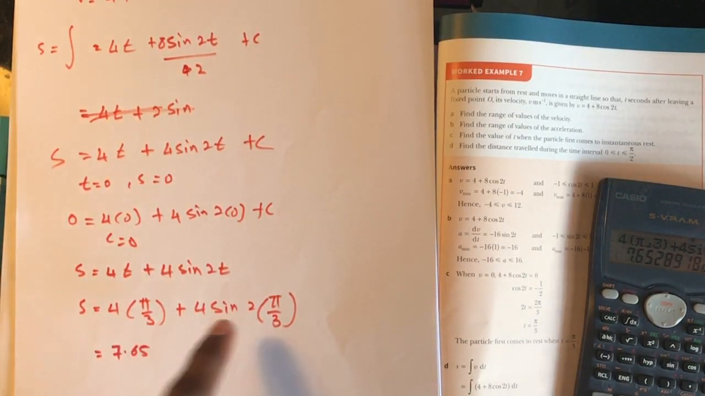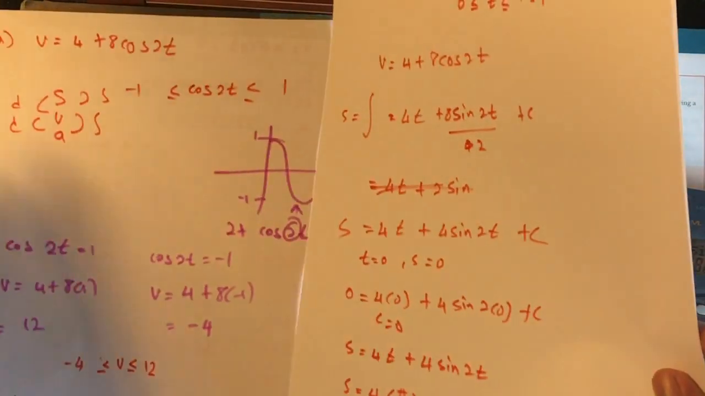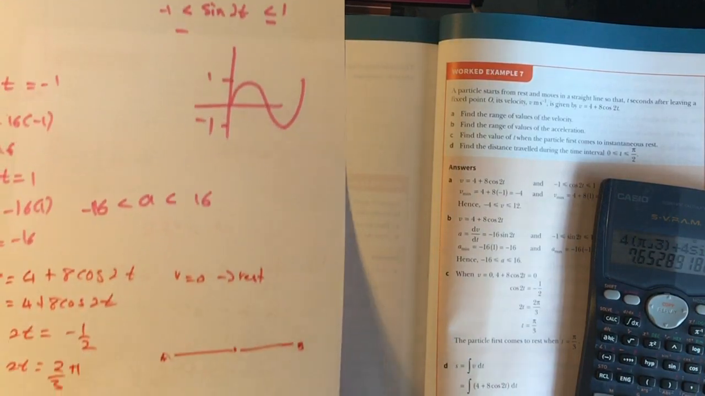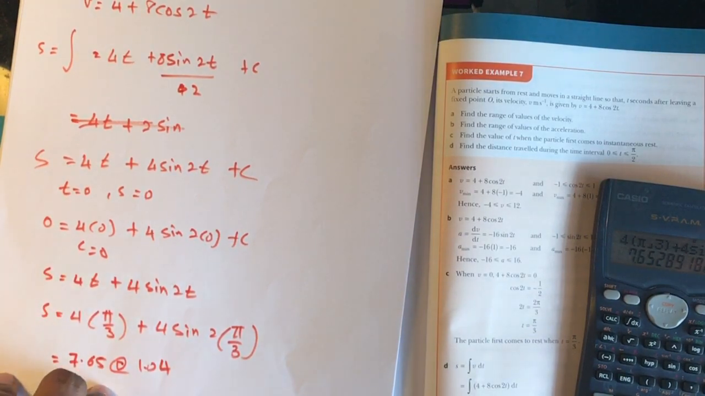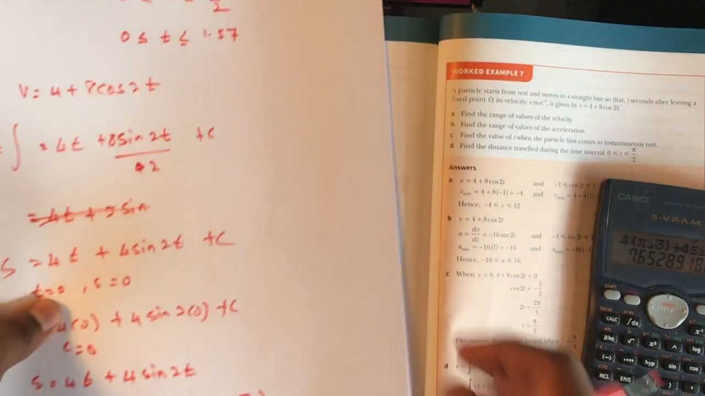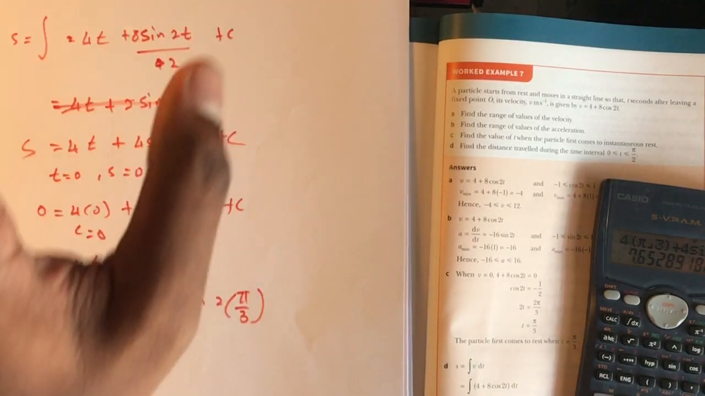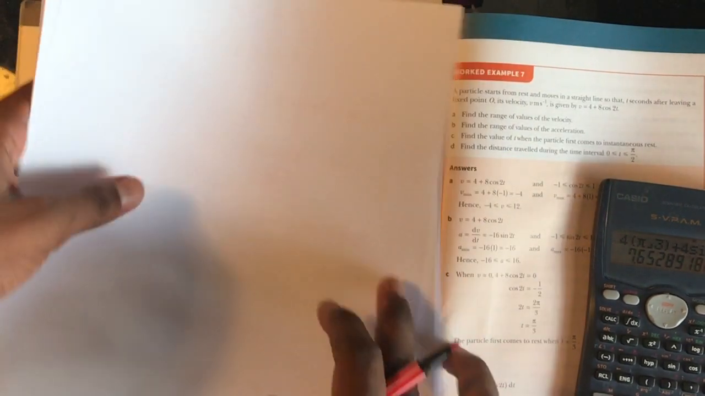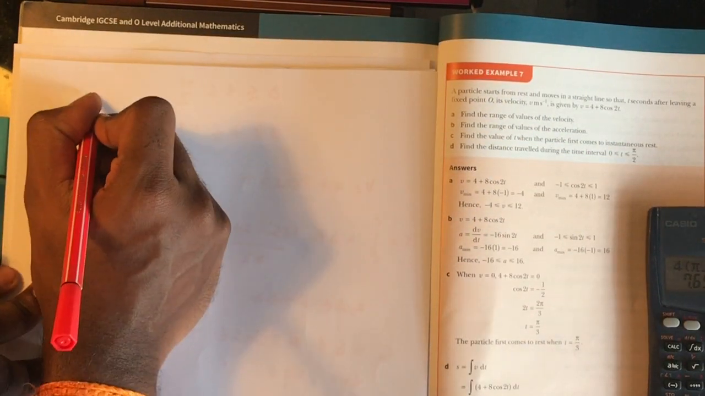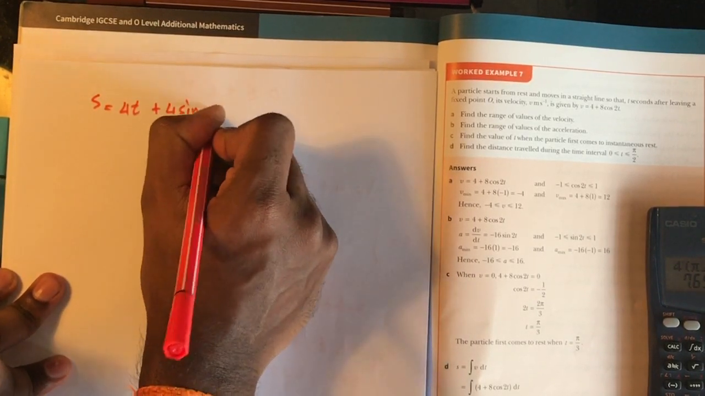It should be 4 decimal places. So at 1.04, this abang traveled 7.65. So from 0 meters he travels 7.65, then he stopped. Now after that we need to know whether this abang goes back home or not. So I will do another calculation here using pi over 2, because they want it all the way to pi over 2. So s equals 4t plus 4 sine 2t.